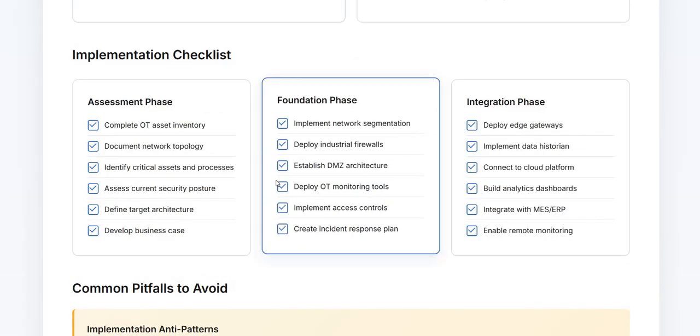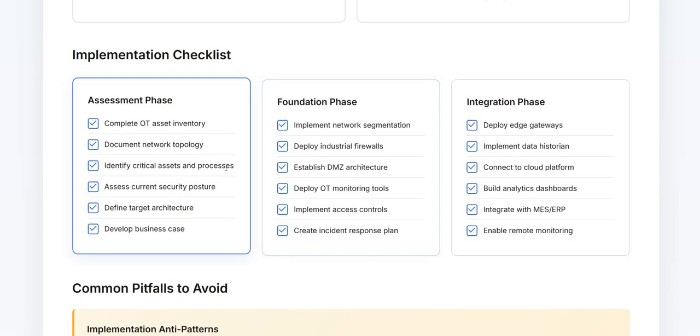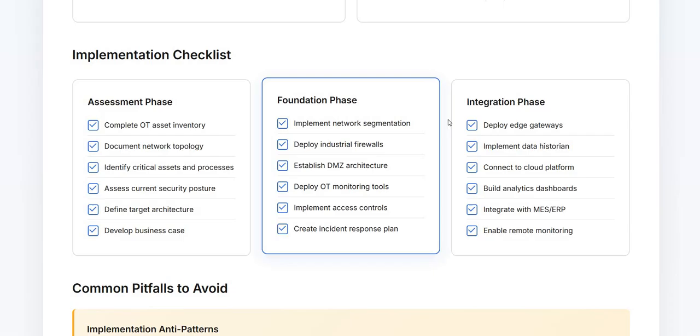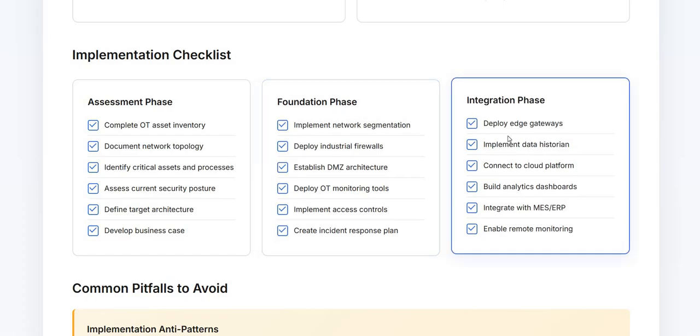And some checklist here, you have three. At this point, the checklist simply confirms discipline. Assets documented, networks understood, protection deployed, access defined, response planned, integration executed step by step, and remote visibility enabled with care.